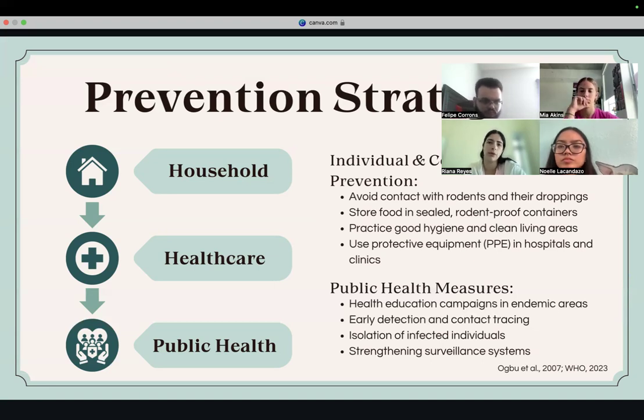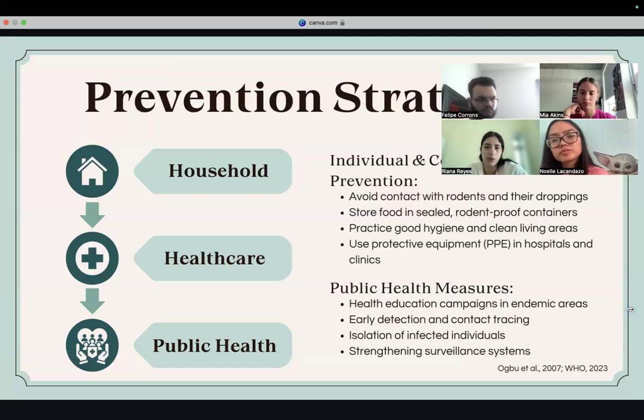Moving on to the healthcare level, this is where prevention becomes especially critical in the case of controlling human-to-human transmission. Lassa virus can be spread through direct contact with bodily fluids of infected individuals, and this is critical during hospital care. To prevent this, healthcare workers must use personal protective equipment or PPE, which includes gloves, gowns, masks, and so on. Hospitals should also follow strict infection control protocols and isolate patients as soon as possible to prevent the virus from spreading within the facility.